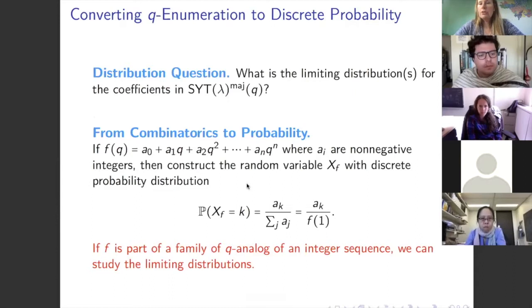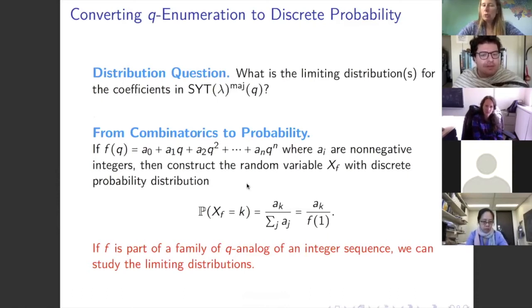Okay, and what about the distribution question? What can we say about the limiting distribution on the coefficients of the Q analog of the hook length formula? So really now I'm starting to switch from doing combinatorics to doing probability. So transfer over with me. I claim they're actually equivalent, just different points of view.